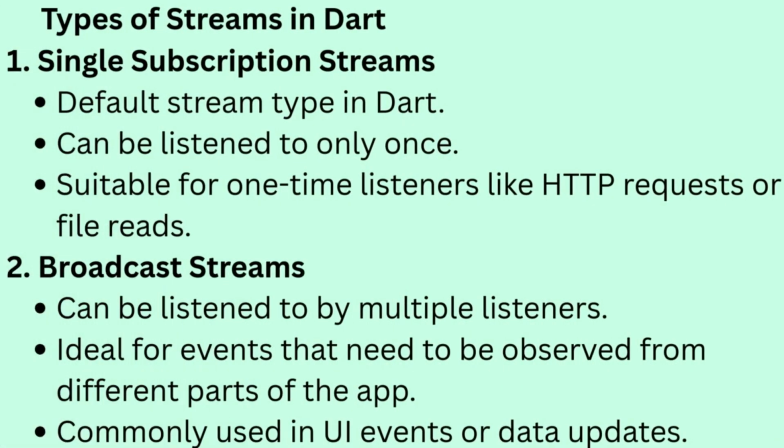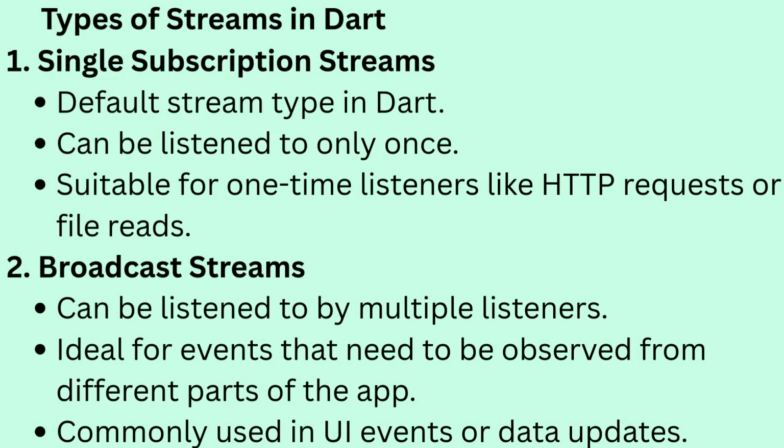Now let's talk about the two main types of streams in Dart and when to use them. First, we have single subscription streams. This is the default type of stream in Dart. You can think of it like a one-time delivery. It can only be listened to once. As soon as a listener subscribes, the stream starts sending data. If you try to add another listener, it'll throw an error. This type of stream is best suited for operations like reading a file or handling a single HTTP request where only one consumer is needed.